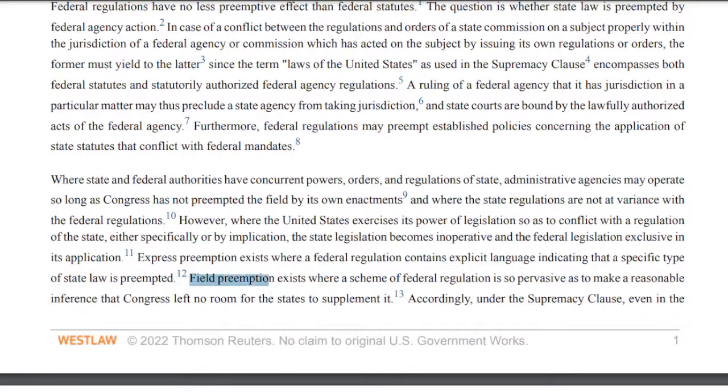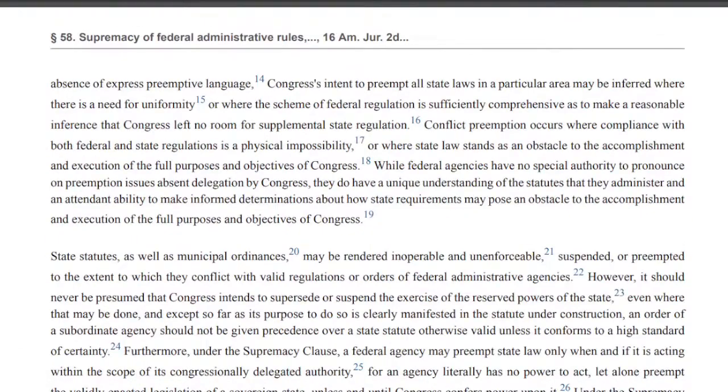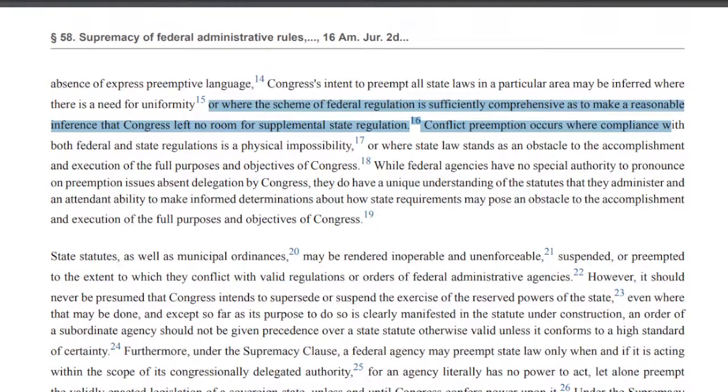Field preemption exists where a scheme of federal regulation is so pervasive as to make a reasonable inference that Congress left no room for the states to supplement it, to add to it. Accordingly, under the Supremacy Clause, even in the absence of express preemptive language, Congress's intent to preempt all state laws in a particular area may be inferred where there is a need for uniformity, or where the scheme of federal regulation is sufficiently comprehensive as to make a reasonable inference that Congress left no room for supplemental state regulation.